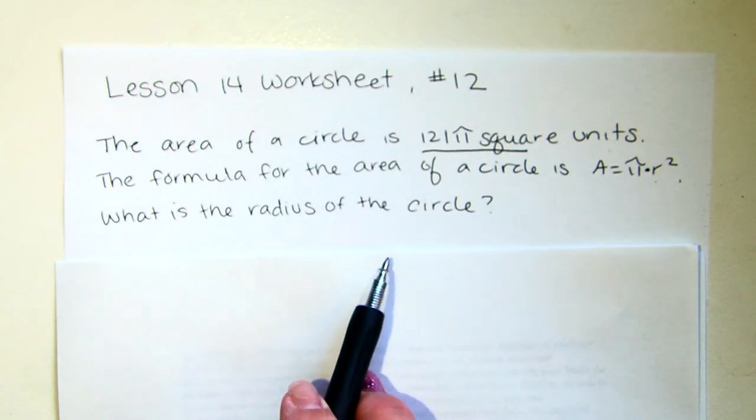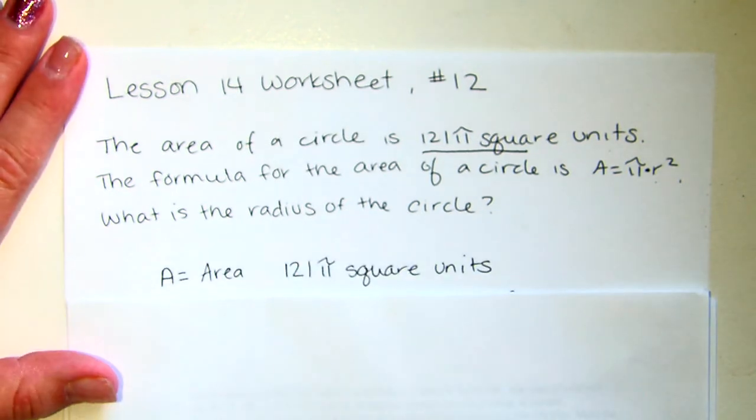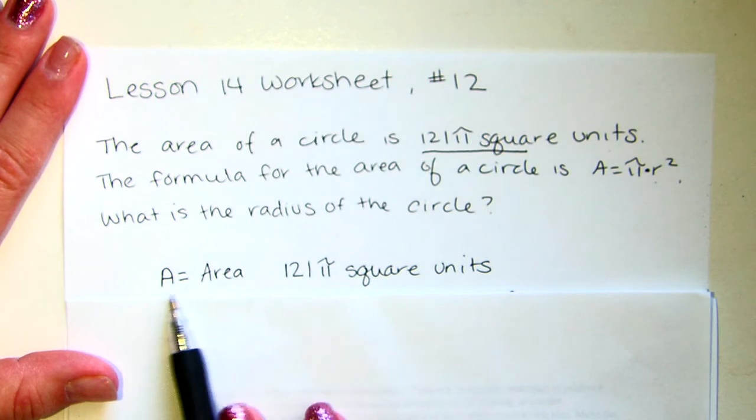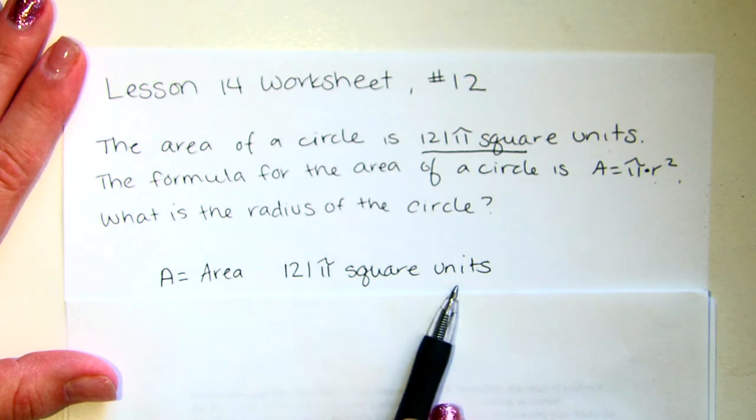For this particular problem, we need to begin identifying the units that we have. The first piece of information that we have is our area. A is equal to our area, and in this case, the area is 121 pi square units.